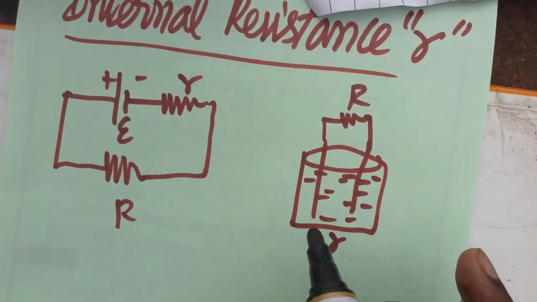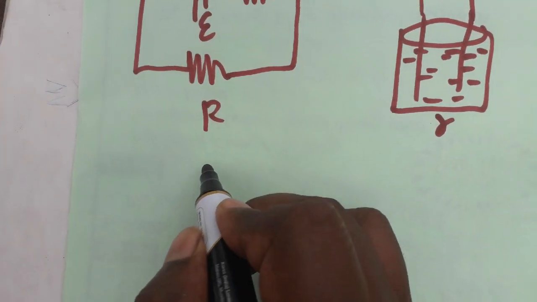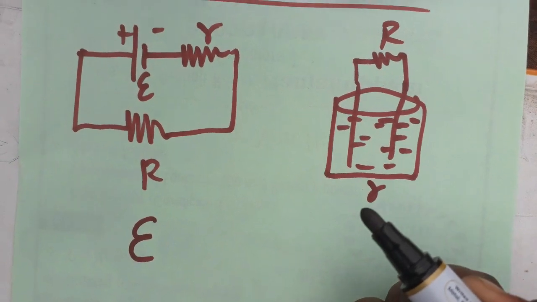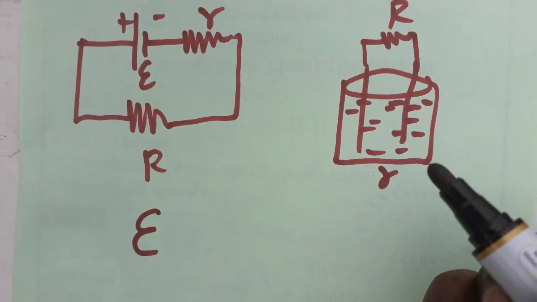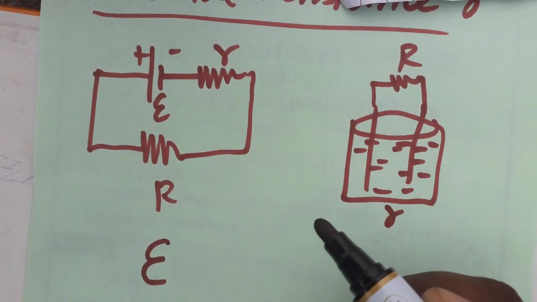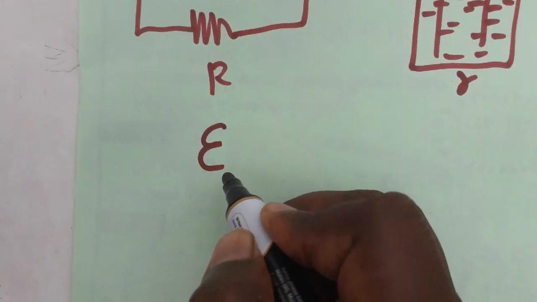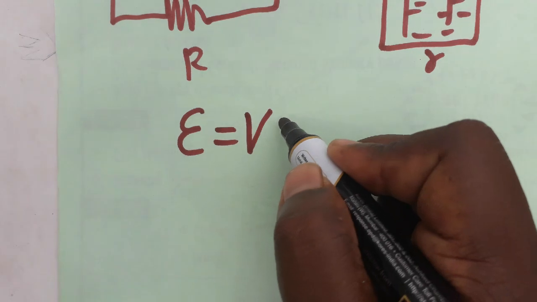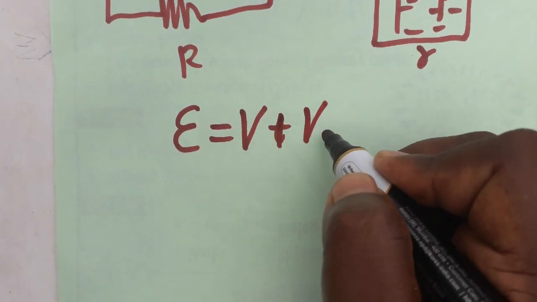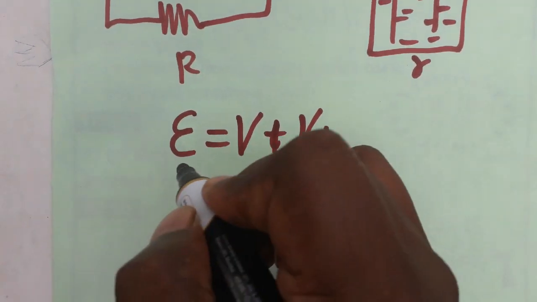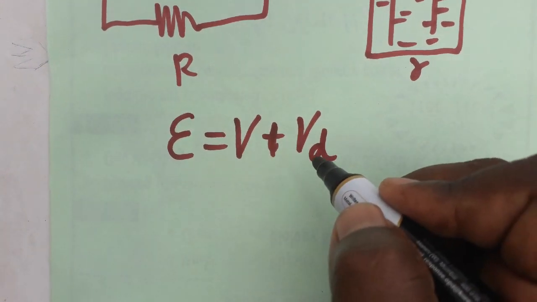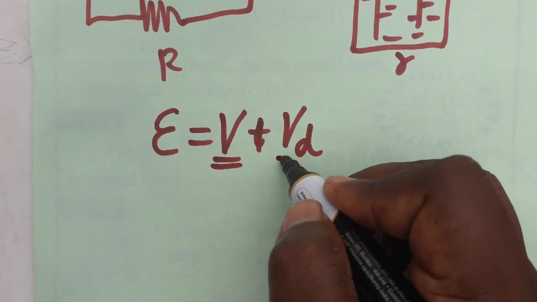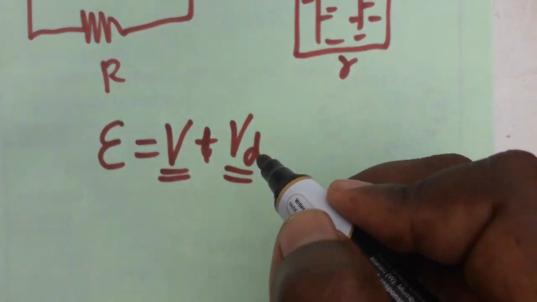When we buy the battery, we get a voltage, which is the total EMF. Its chemical energy is converted into electrical energy, and it also has to overcome the internal resistance. So the total EMF has two voltages. One is the external voltage, which is the terminal voltage. The other is the internal voltage, which is the drop voltage. Total EMF is V plus VD.